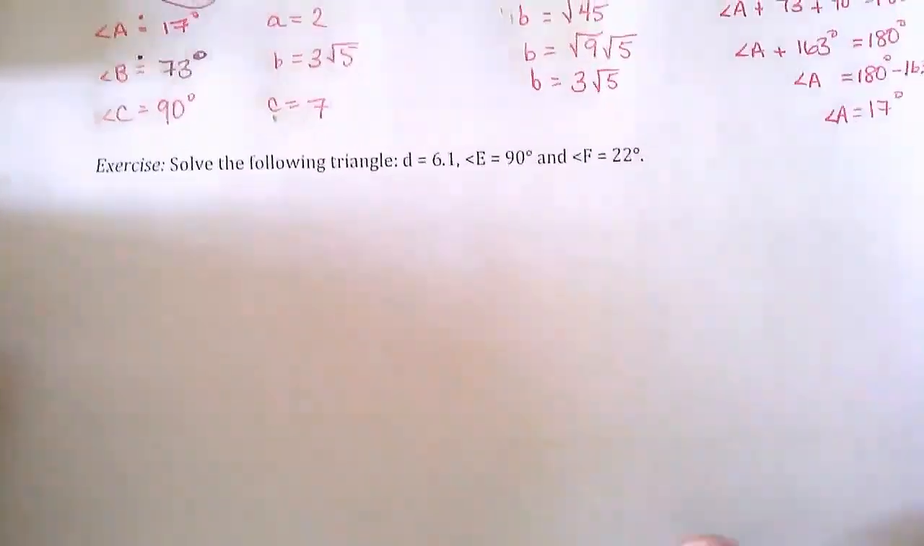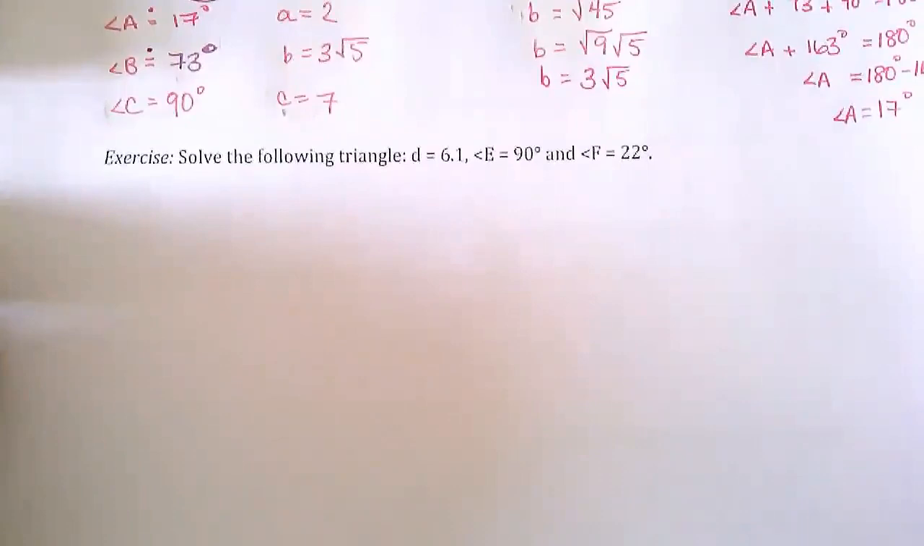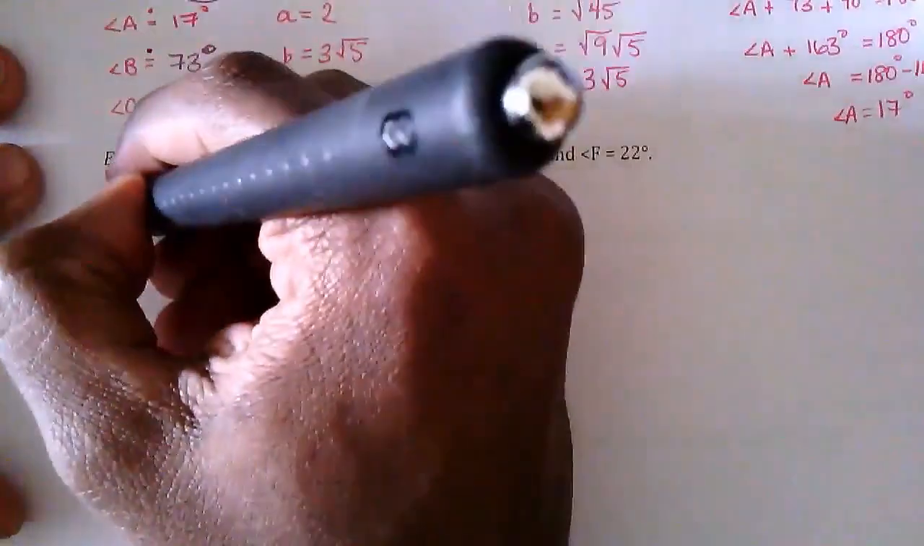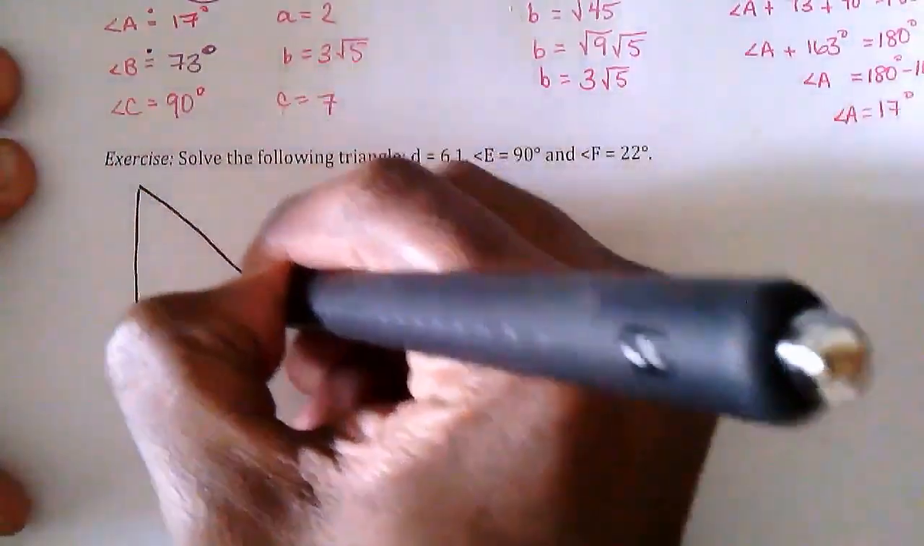Let's try another question here. It says solve the triangle where d is 6.1, angle E is 90 degrees, and angle F is 22 degrees. Here, I didn't give you a triangle, but using these clues, you should be able to draw one. The thing that you should immediately see is that one of the angles is 90 degrees, so you know you have a right angle triangle. So let's write that in.